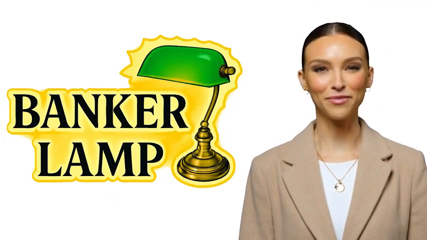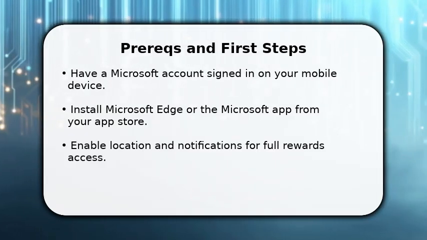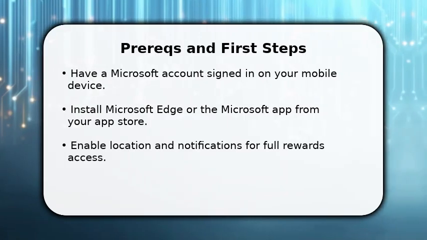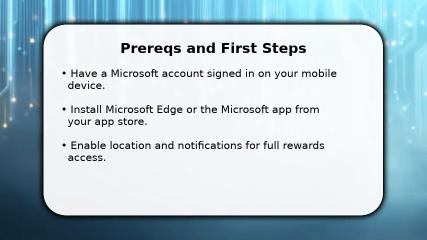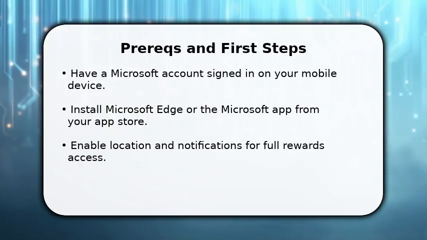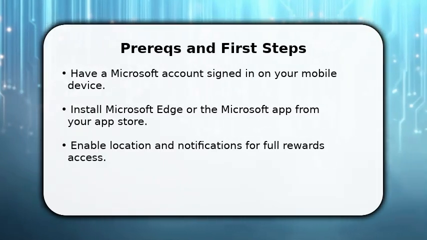Please enjoy the video. You start by confirming you have a Microsoft account and the right apps. Sign in now. Open the Microsoft app or Edge because mobile earning routes live there. Once signed in, make sure notifications and location are enabled so offers and bonus events appear. You'll need baseline privacy settings set to allow searches to count.